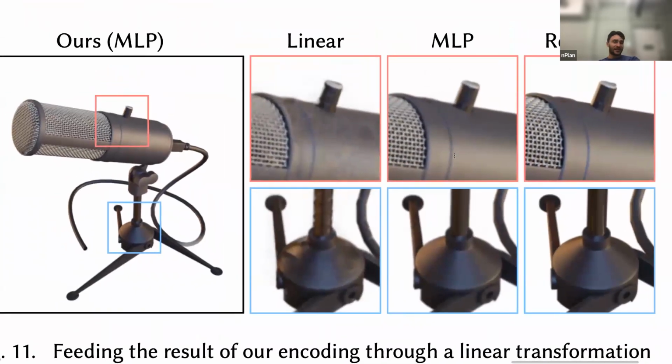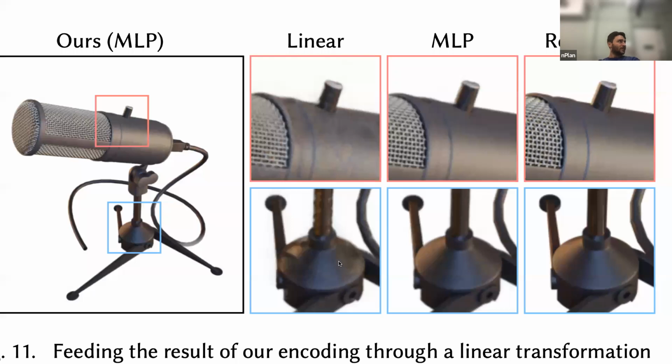So here they're testing whether you actually need the MLP or whether you can do a linear mapping. This is the reference image or rendering, because I think this is a rendering. This is the MLP, and this is the linear one. And I guess it's slightly worse because it's more grainy. You can see that it's worse down here than over here.